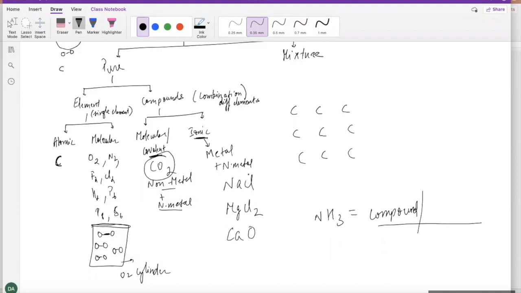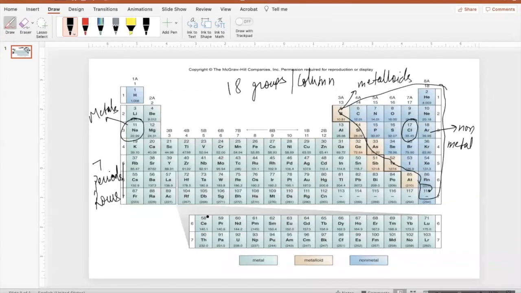Is it ionic or molecular? And molecular is also called covalent. So is it molecular covalent or ionic? For that, we need to look at if N and H are metal or non-metal. Now let's look at that, guys. Nitrogen is sitting here, which of course is a non-metal. Now you can look at for hydrogen and you can see hydrogen is sitting here. It's on the left-hand side of that staircase.